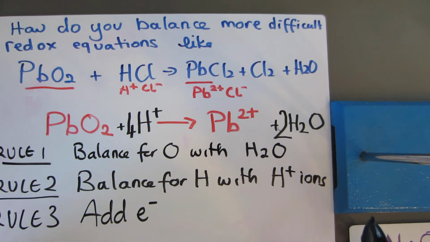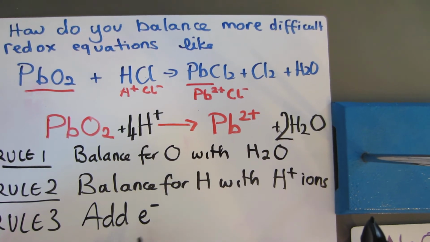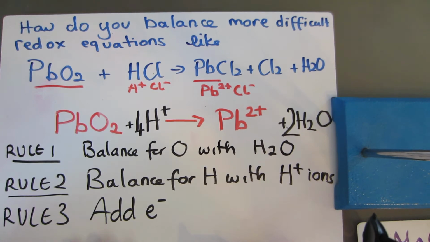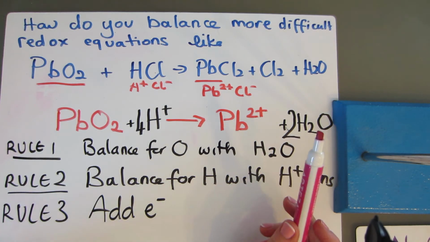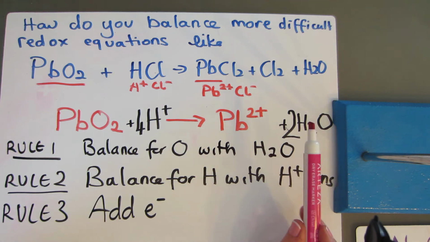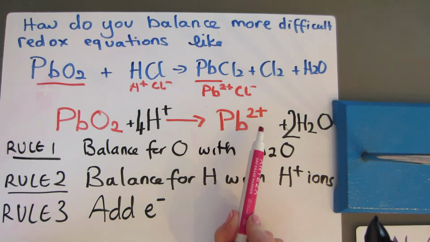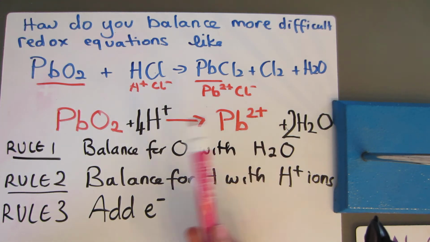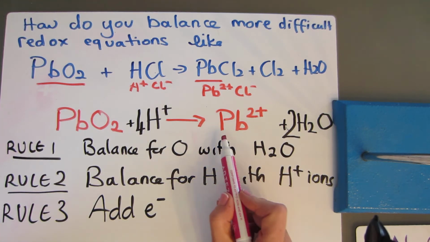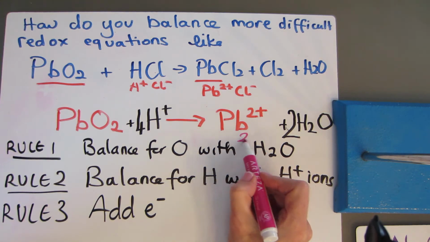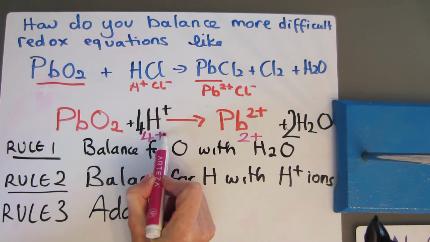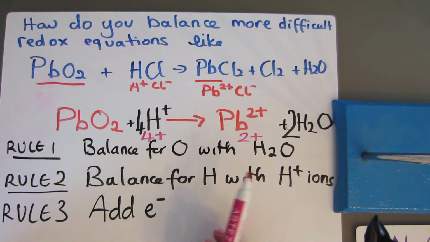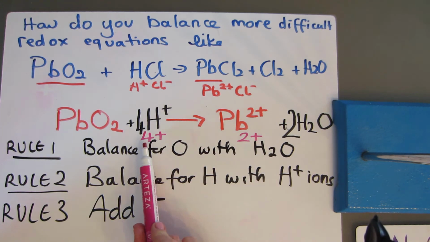Now, rule number 3, you've got to add electrons somewhere. This might need a little bit of thought. So add electrons to which side? Well, let's have a look. You have to find out what is the charge on each side of my equation, because another thing that we discussed in the previous video is that charges must be the same on both sides of the equation. So on this side of the equation, the only charge is 2 plus. On this side of the equation the charge was 4 plus. I want to make sure that the charge on both sides of the equation is the same.